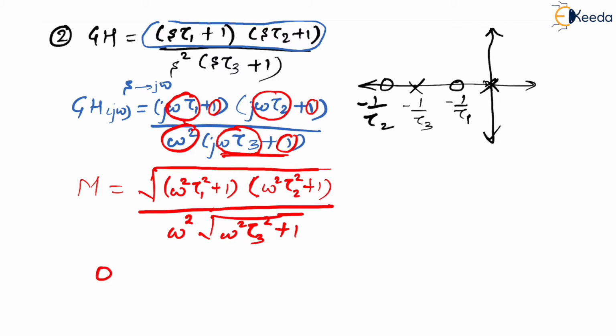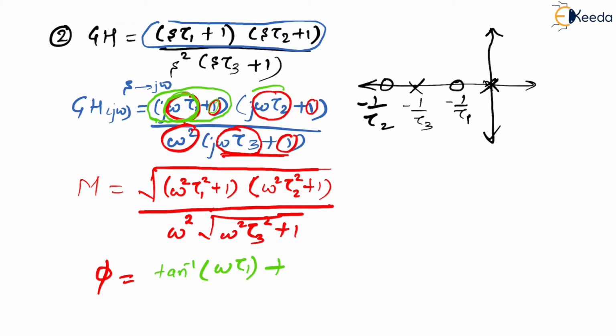Now if you think of phase, how much is the phase? Phase phi is going to be what? If you see the numerator, it is j omega tau 1 plus 1, right? So here, the first angle contribution because of this first term is going to be tan inverse of imaginary part by real part. What is imaginary part? Imaginary part is omega tau 1, whereas real part is 1. So imaginary part upon real part is omega tau 1, right?